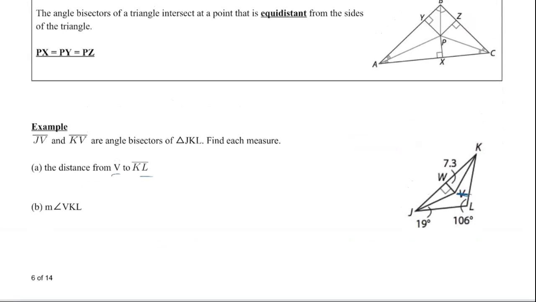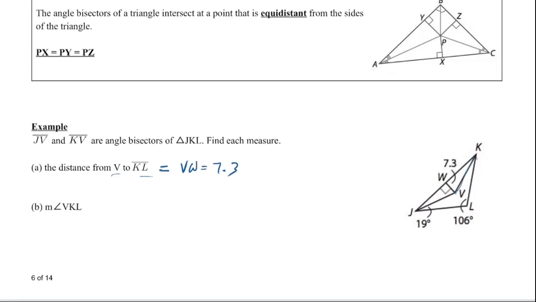But we know that according to the angle bisector theorem, any point on the angle bisector here, guys, is equidistant to either side. So if VW is 7.3, this must be exactly the same. So this has to be equal to VW, which is equal to 7.3. Therefore, the distance from V to the side KL is 7.3. And the measure of VKL, okay, there you go. What is the measure of VKL? Interesting.